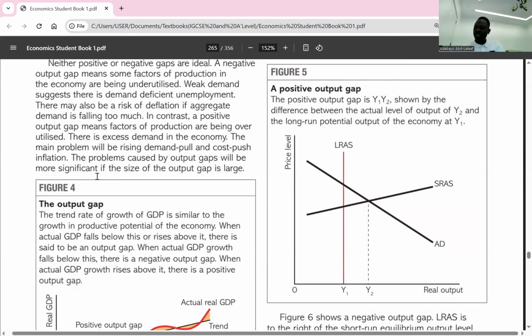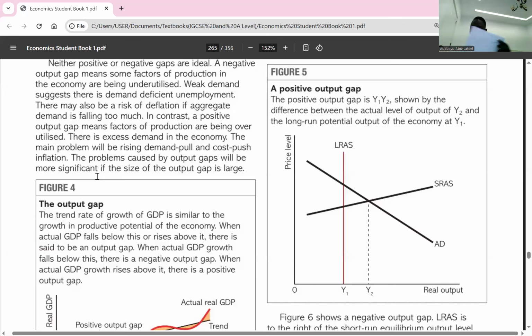So the point is that when the economy is operating at OY2, further than LRAS. The long-run aggregate supply is here. This is our long-run aggregate supply. This is where the economy is, but the economy is operating above it. So there's a positive output gap here. This is what we call a positive output gap.